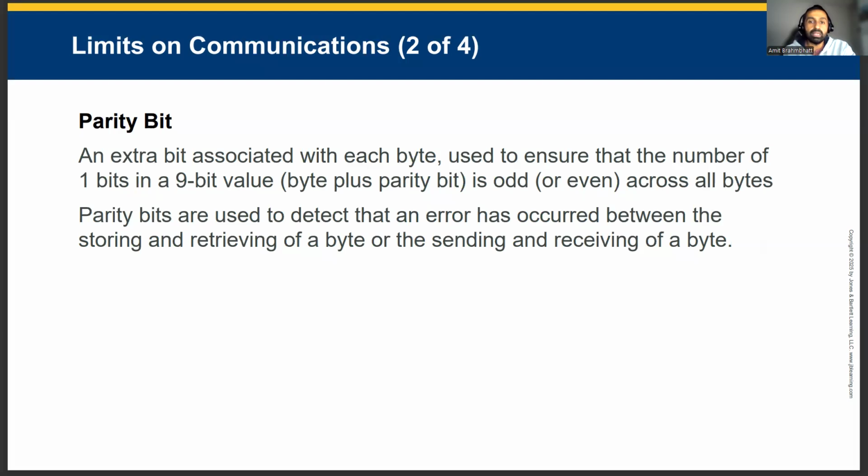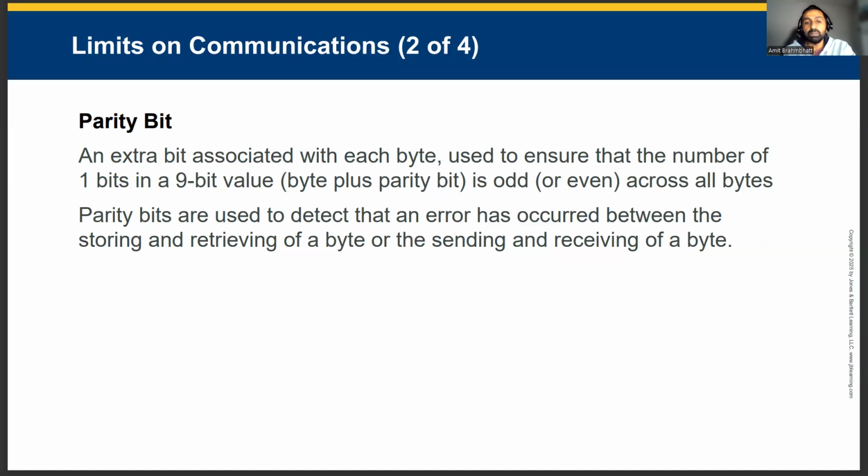The simplest form of error detection is parity bits. It's an extra bit added to each byte of data. Its purpose is to ensure the total number of ones in the 9-bit combination, 8 data bits plus the parity bit, is either odd or even, depending on the system's requirements. With odd parity, the system adds a parity bit to make the total number of ones odd. With even parity, it adds a bit to make the total number even.